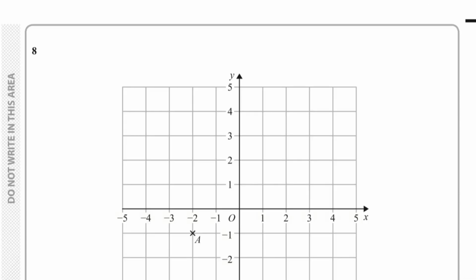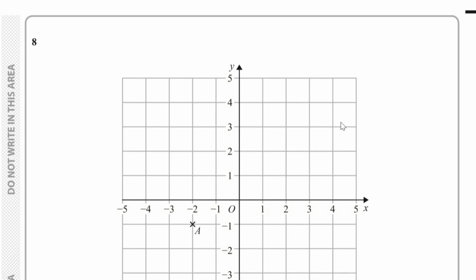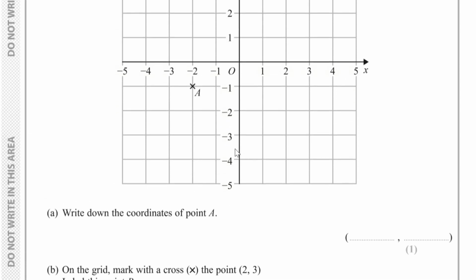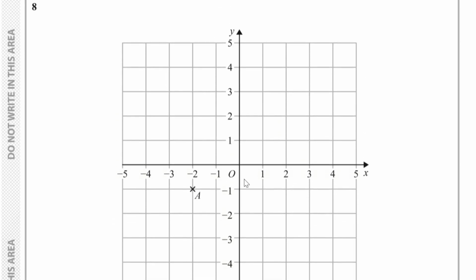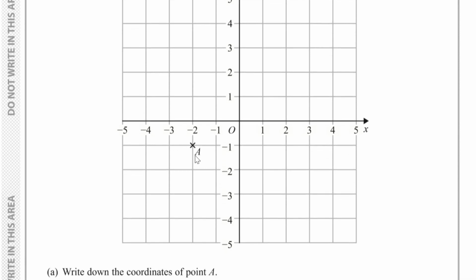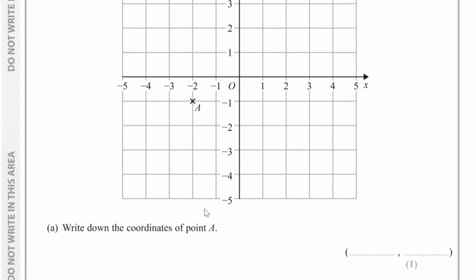Question number 8. We have a graph over here, and we've got the point A which is plotted, and we have to write down the coordinates of the point A for part A. Well, we have -2, -1.